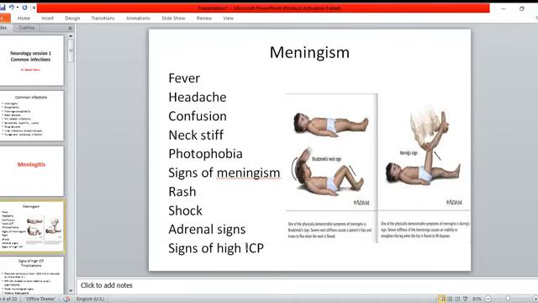If you have been provided with signs of high intracranial pressure, that means you have to think immediately of some underlying etiologies, like cryptococcal meningitis, and maybe tuberculous meningitis also, which may show a high intracranial pressure.